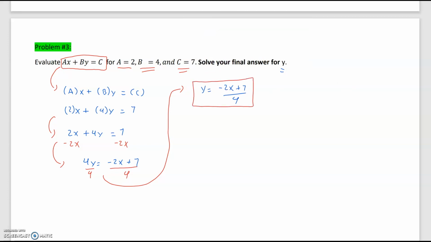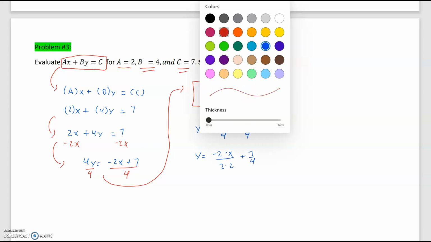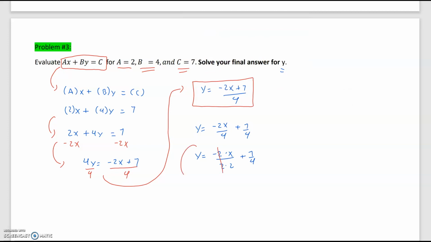But technically, you could go further and reduce the fractions. But if you go this route, you have to rewrite it as follows. Negative 2x over 4 plus 7/4. And this is the fractions that I'm referring to reducing. Only this one reduces, the 7/4 remains. So we would end up with y is equal to negative 2 times x over 2 times 2 plus 7/4. And then another perfectly fine answer, it's going to be y is equal to negative x over 2 plus 7/4.